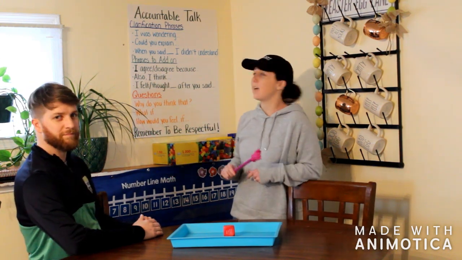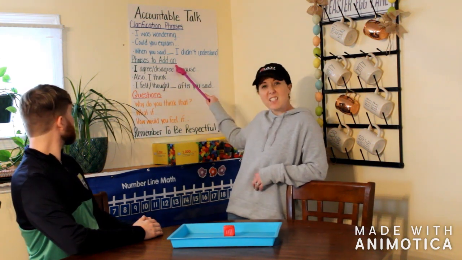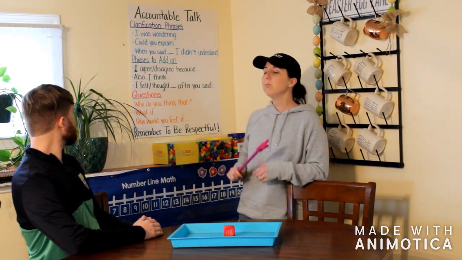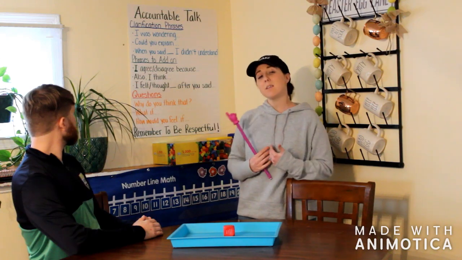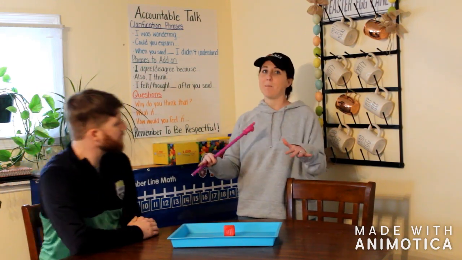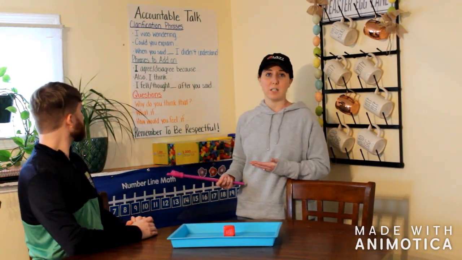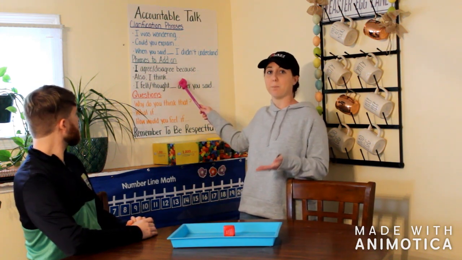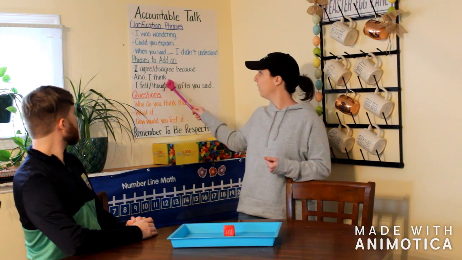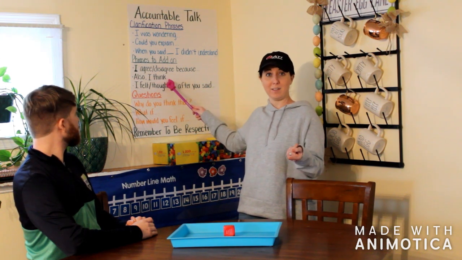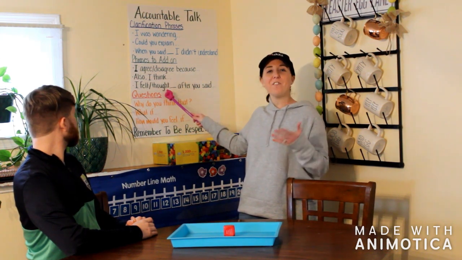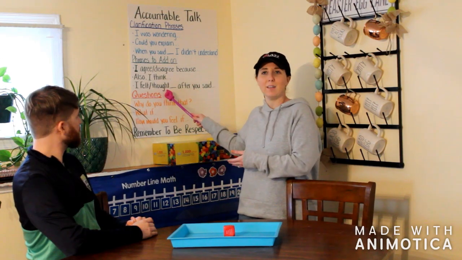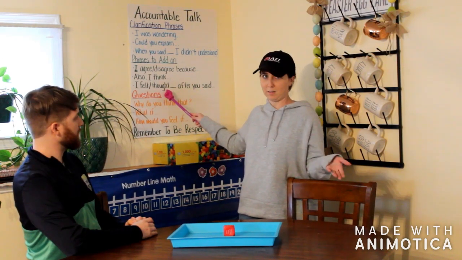The second rule of accountable talk is phrases to add on to. This is when somebody says something to us and we don't want it to stop there. We want to carry on that conversation. So you might say things like, I agree or disagree because, also, I think, or I felt or thought blank after you said blank.